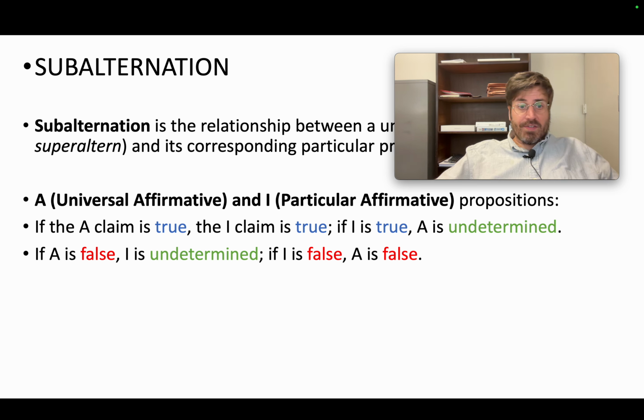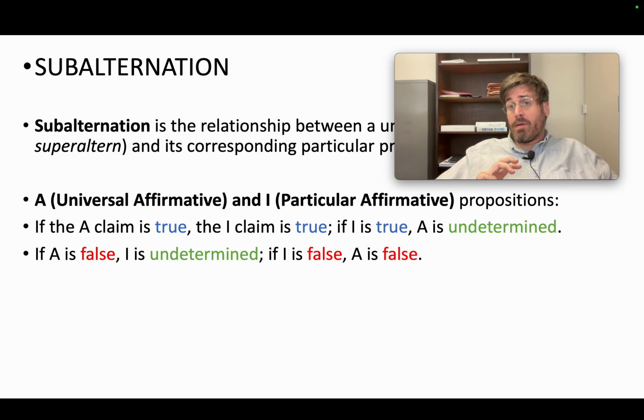If an A claim is false, the I claim is said to be undetermined. If an I claim is false, the A claim is also false. Okay, so when we begin at the top of the square with a false claim, a false universal, we can't make the inference about the value of its corresponding particular. Okay, falsity does not flow down in the same way that a true value flows down.